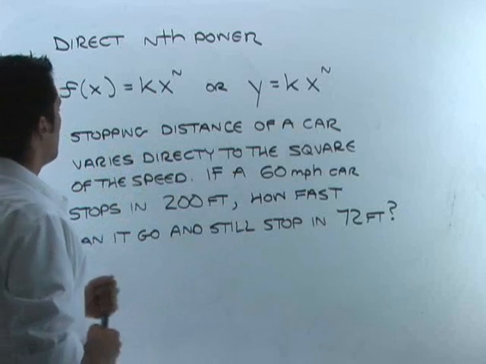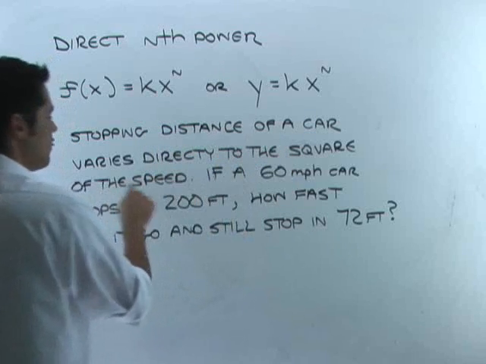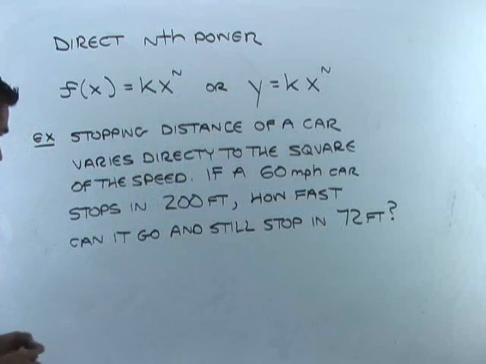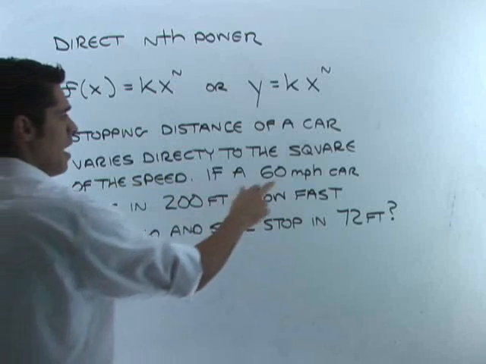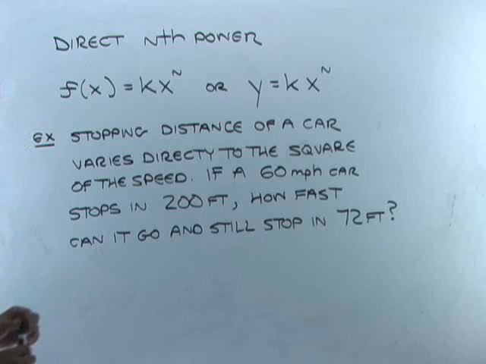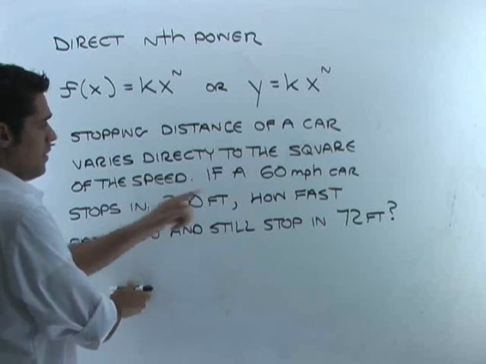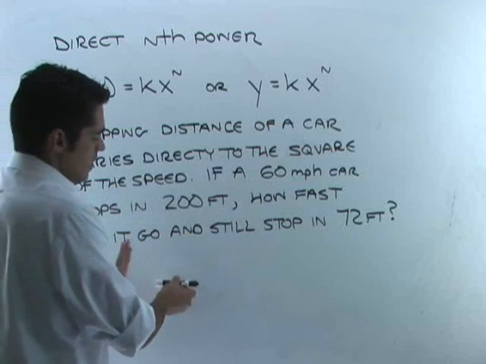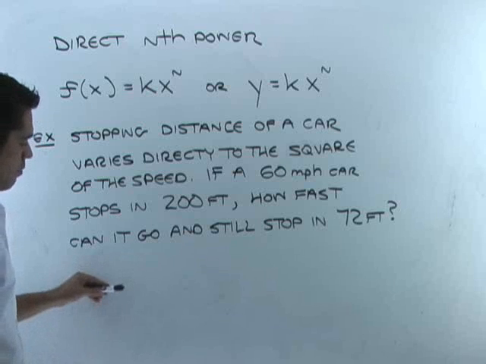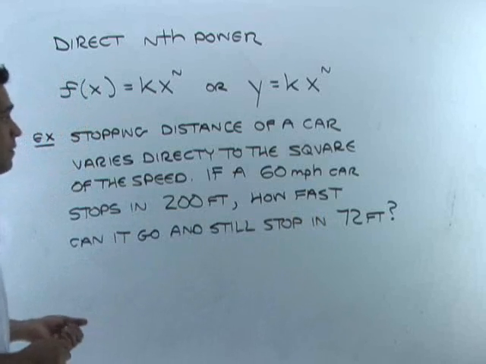Stopping distance of a car varies directly, so that tells us we're going to be using this, to the square of the speed. So the square gives us our n is 2. If a 60 mile per hour car stops in 200 feet, how fast can it go and still stop in 72 feet? So we have a car, we know that if it's going 60 miles an hour and hits the brakes, it takes 200 feet to stop. The question is, what's the greatest speed I can have and stop in 72 feet?